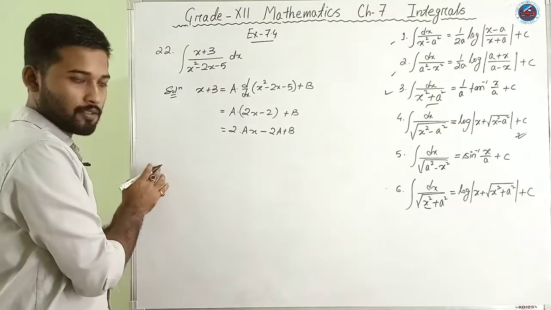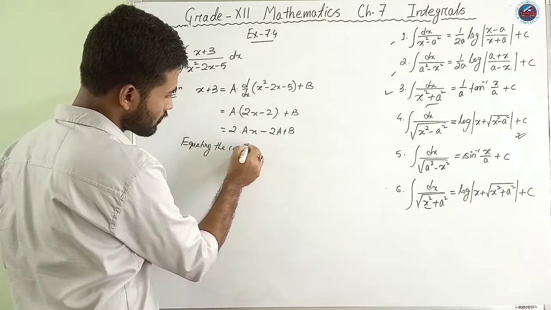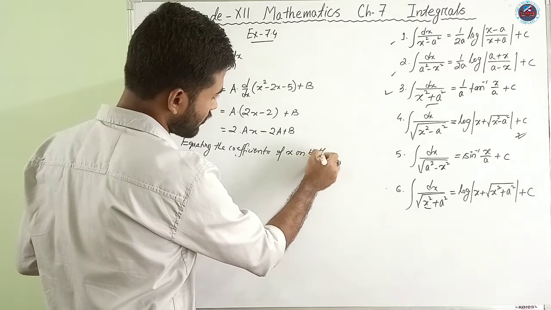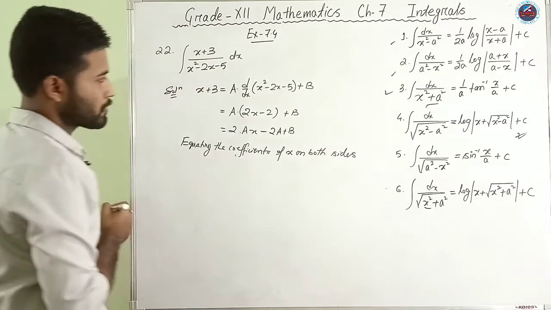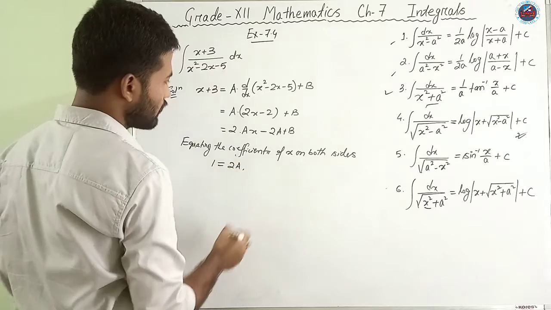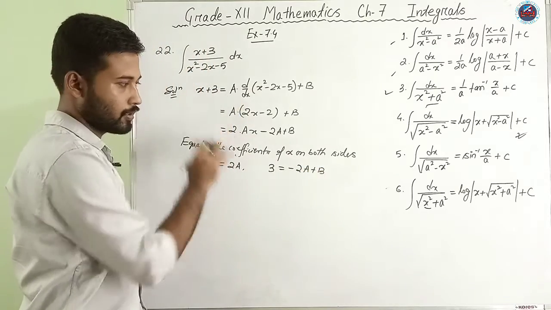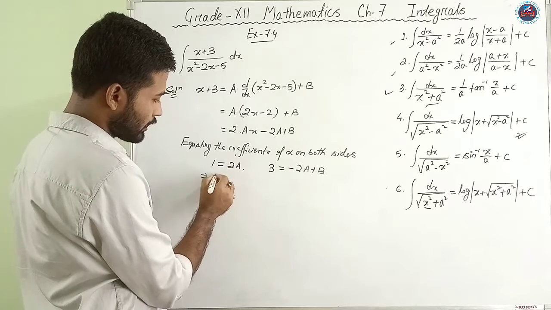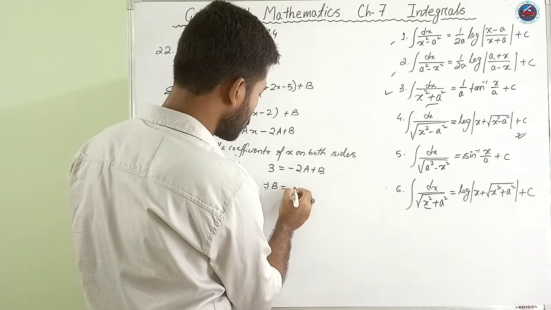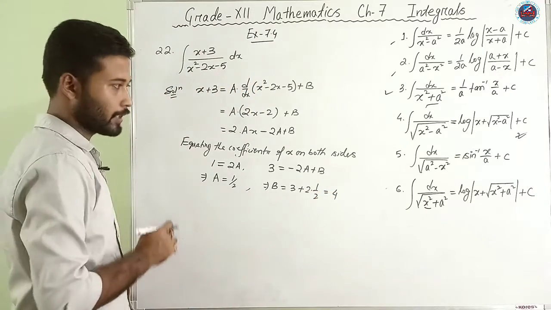Okay, so now what is our next job? Equating the coefficients. Equating the coefficients of x on both sides, what shall we get? What is the coefficient of x here? Twice a, and the coefficient of x is 1. So we shall have 1 is equal to twice a. And 3 is equal to minus twice a plus b, because here the coefficient of x is 0. Now from here I get a is equal to 1 by 2. And from here, b is equal to 3 plus 2 into 1 by 2, and that will be equal to 4. So you have got the values of a and b.